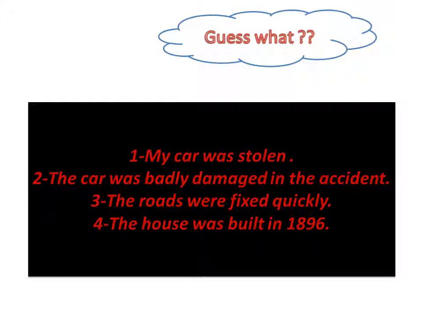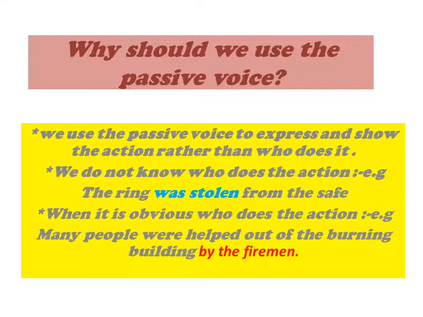My car was stolen. The car was badly damaged in the accident. The roads were fixed quickly. Finally, the house was built in 1896. Who can guess the lesson? It's the passive voice. Yes. Why should we use the passive voice?